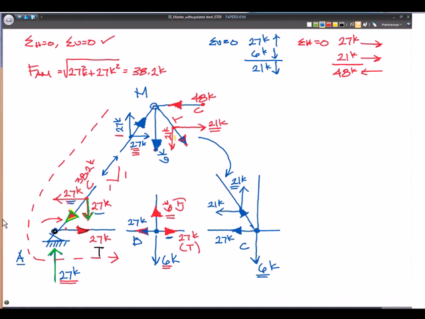That means we need an additional... oh yeah, it's getting less, that's right. 21 minus 6 here. 15 kips, so we need an additional 15 kips going down. So this becomes 15 kips. And it's in compression. Okay.